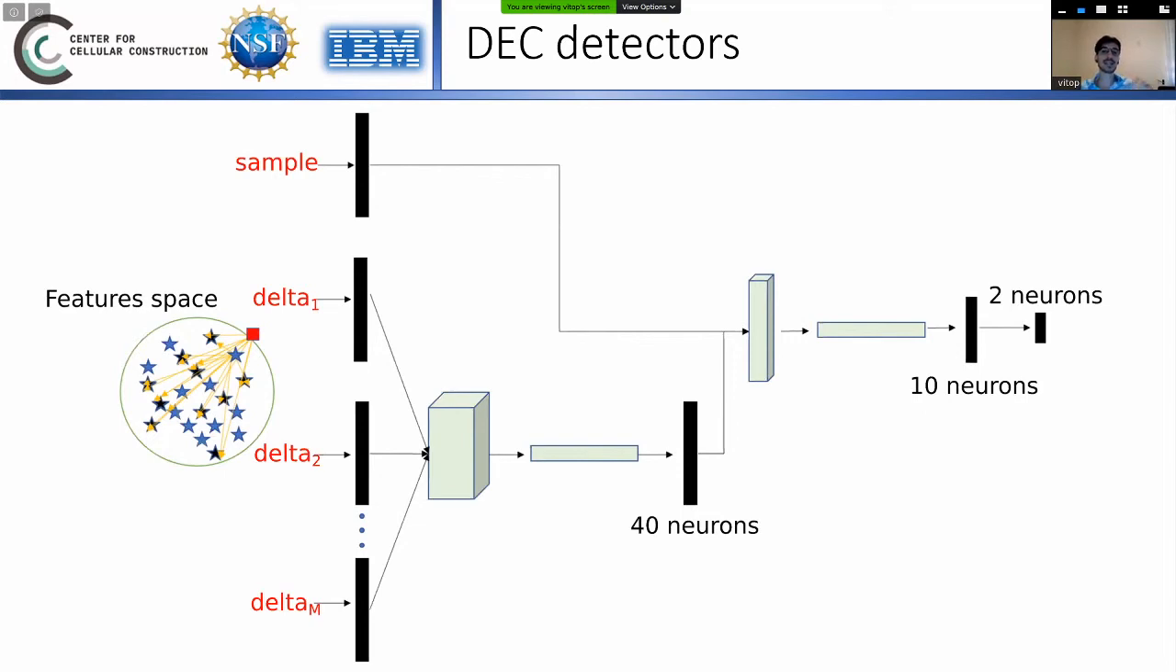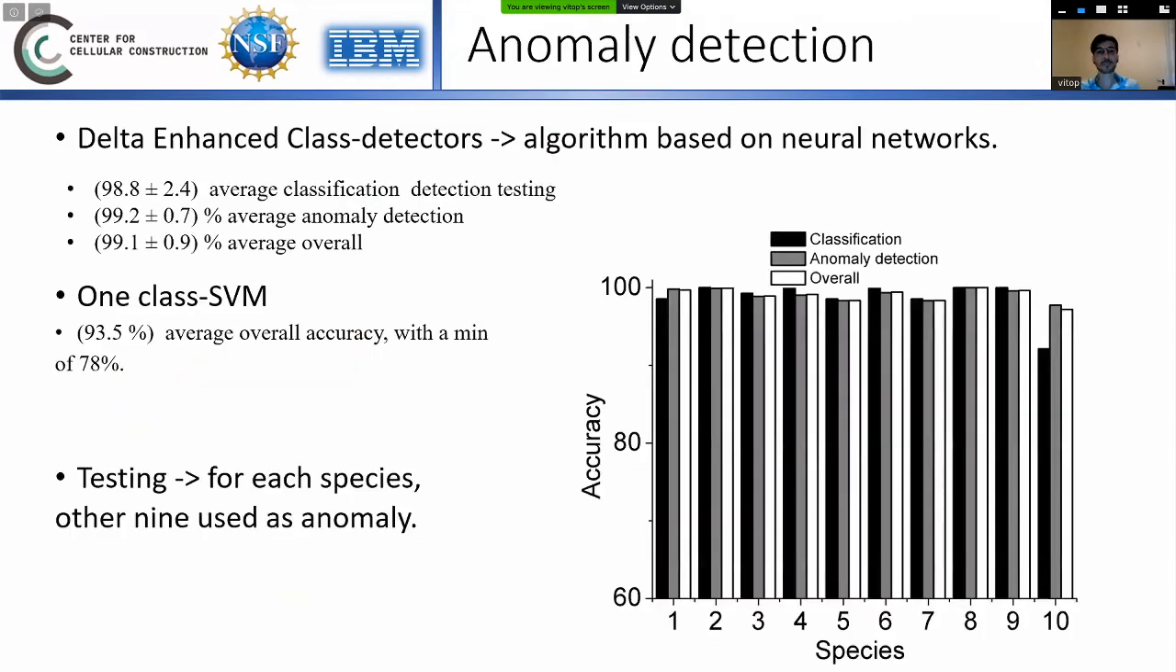The idea is you feed the sample, but you also feed the difference between the sample and the subset in the feature space. So there are some layers of independency, and in the end, they are concatenated together. You let the neural network decide if it wants to give more weight to the sample or to the distance in the feature space of the sample from some representative samples that are randomly extracted from the training species. And actually, the DEC detectors work pretty well on our dataset.